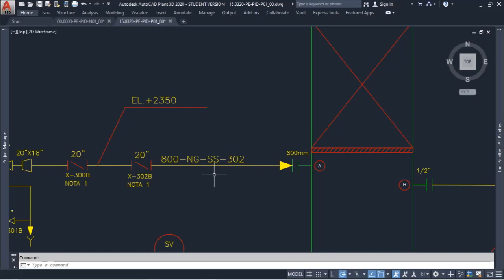If you don't know what a line list is, I will leave you a card here so you can see it in detail and get familiar with it, because I have already recorded a video about that on my channel.